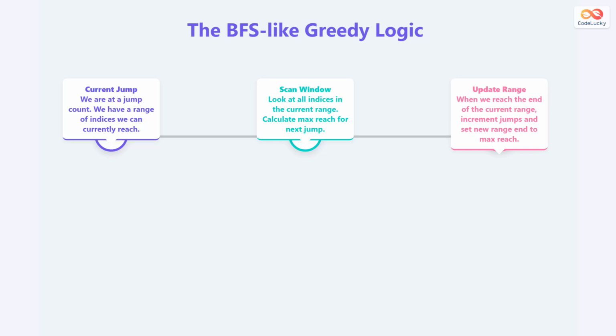Think of the algorithm as scanning layers. We are currently at a certain jump count. We have a current range we can reach. We scan every index in that range to find the farthest point reachable for the next level. Once we hit the end of our current range, we increment our jumps and update our range.